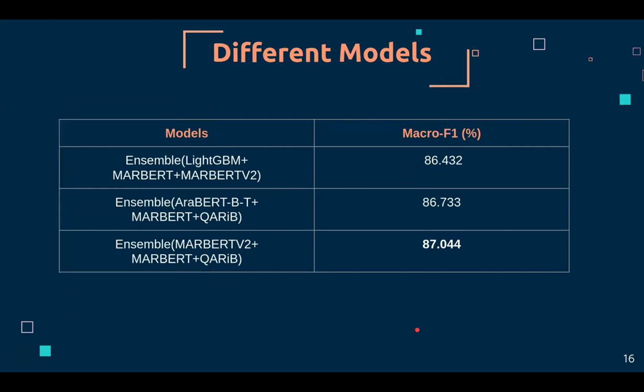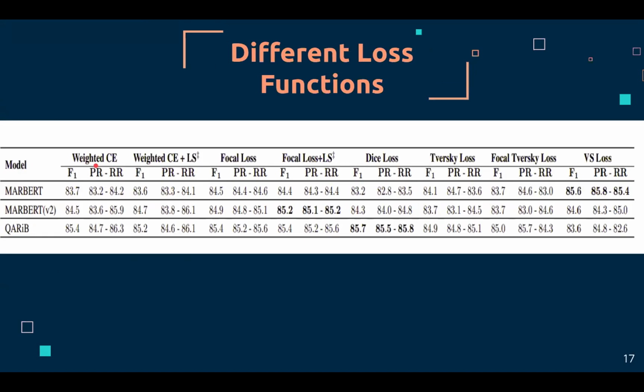Talking about the best ensemble learning model: we ensembled the light gradient boosting machine with MARBERT version 2, achieving 86.4. Ensembling ARBERT base Twitter, MARBERT, and Qawarib gave 86.7. The best model was MARBERT version 2 plus MARBERT and Qawarib, achieving the best results over the individual and ensemble models, which is 87.0. All these results are on the development set.